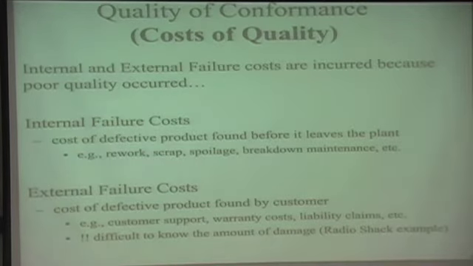receive a defective product. And then finally, there are external failure costs: the cost of a defective product found by the customer. So that's you or I buying something that's defective. Imagine sitting in a restaurant and watching a bug crawl out from under the green beans. That's a defective product. And the important thing here is that it's very difficult to know the damage that can be done. I've talked about the Radio Shack example.